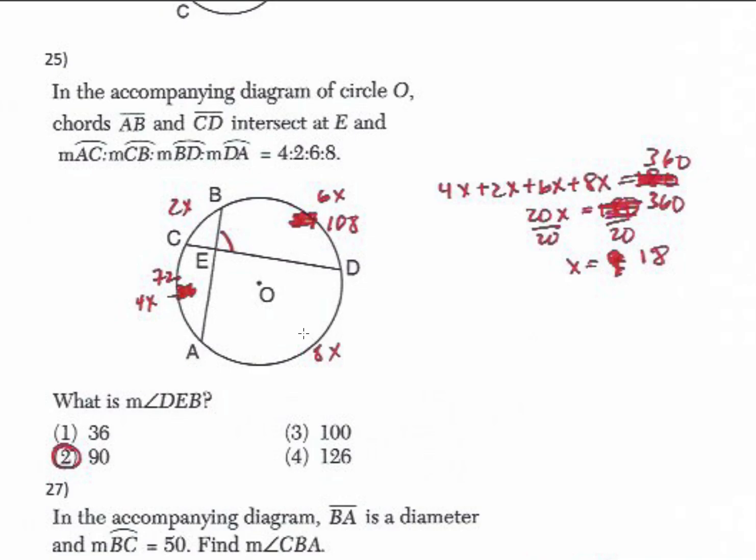It wants to know the measure of angle DEB. That's inside the circle. An angle inside the circle is half the sum of the arcs between the arc it intersects and the one that its vertical angle on the backside intersects. So 72 and 108 add up to 180. It's half of that, so it's 90 degrees.